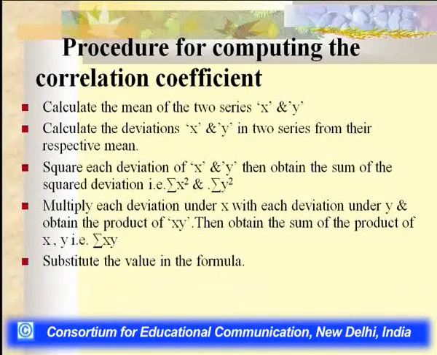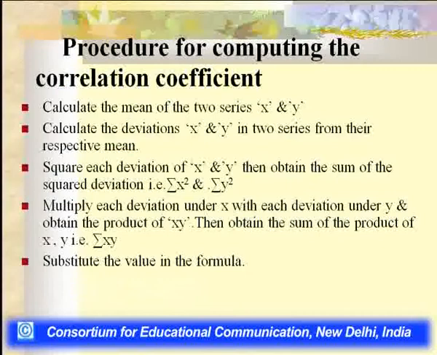Now this is the procedure which every researcher must keep in mind to find out the coefficient of correlation. First, calculate the mean of the two series x and y, and calculate the deviations of x and y in the two series from their respective means. So the first step in the computation of the coefficient of correlation is to find out the mean of the x series and the mean of the y series. Mean calculation is very simple.